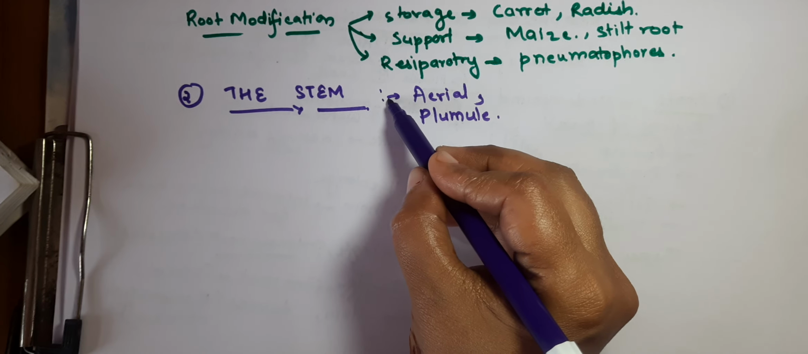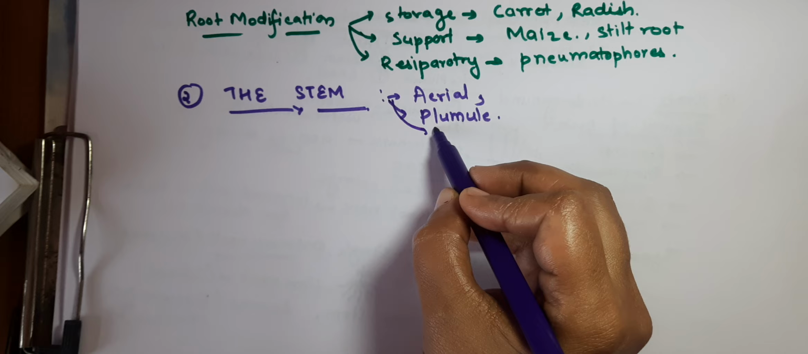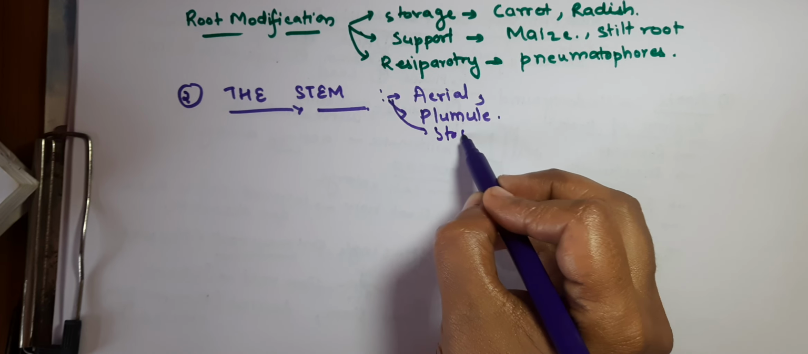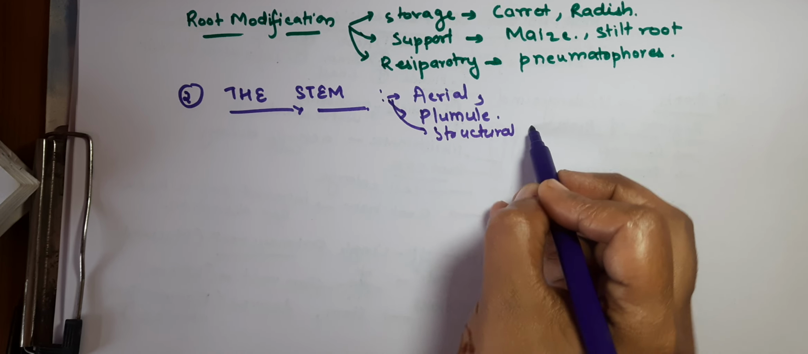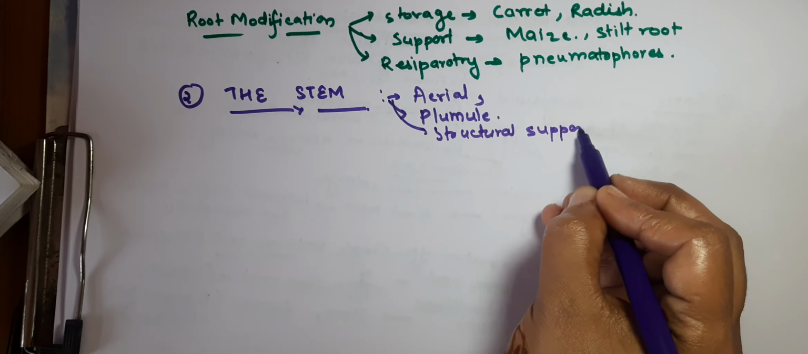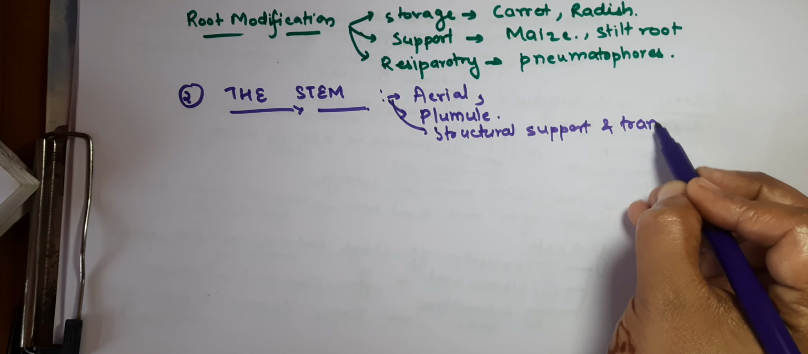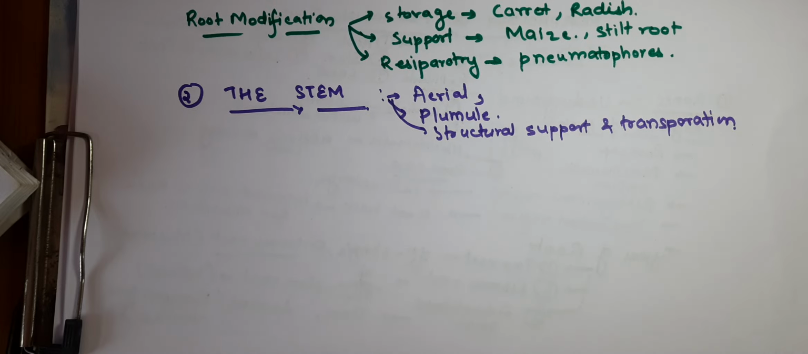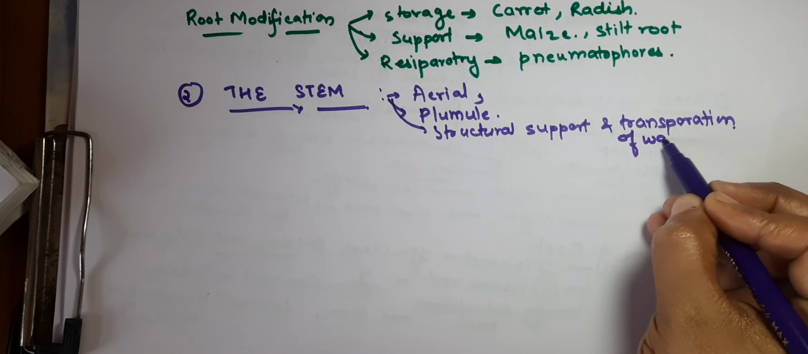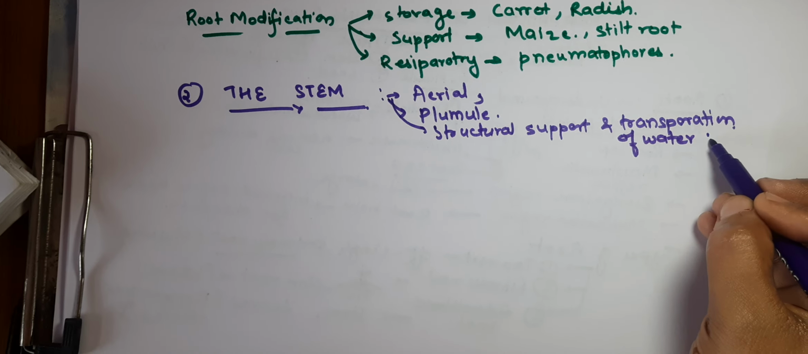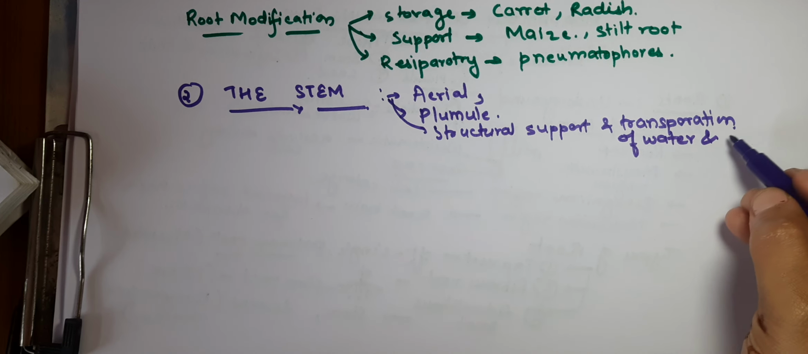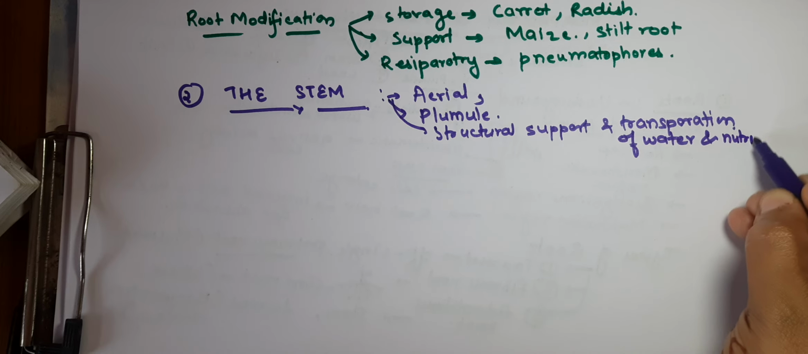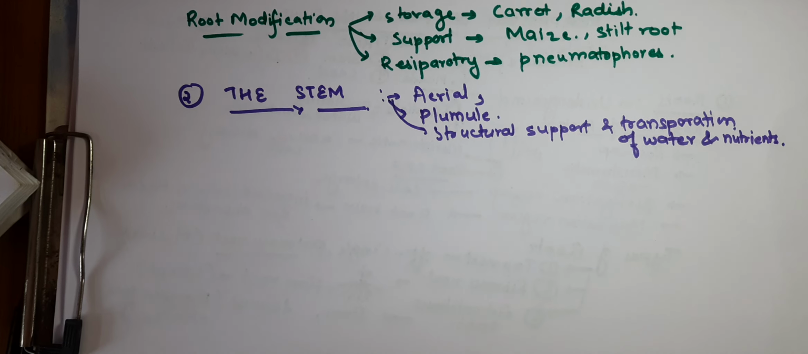The main role of the stem is to provide structural support and transportation. The roots absorb water and nutrients from the soil, but these have to be transferred to the other portions of the plant, that is the leaves, flowers, and fruits also. This is done by the stem, because above the root is the stem. So it will act as a transport medium also.